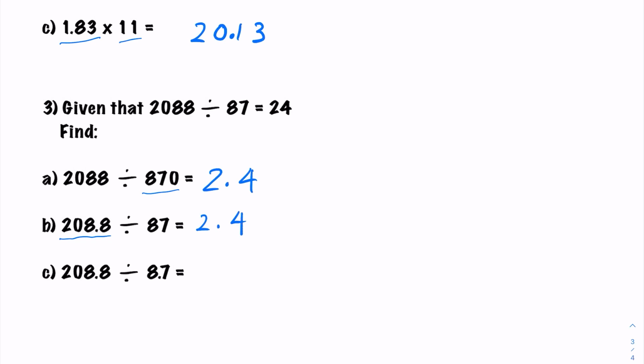Now lastly, you can see both the 2088 was divided by 10 and the 87 was divided by 10. So we're starting with something that's 10 times smaller in 208.8, but we're also dividing by something that's 10 times smaller. So those two effects are going to cancel each other out. And so the overall result is not going to change. It's just going to stay as 24.